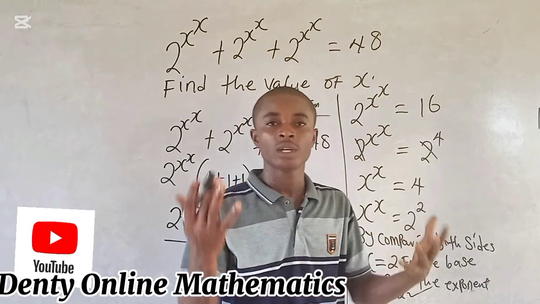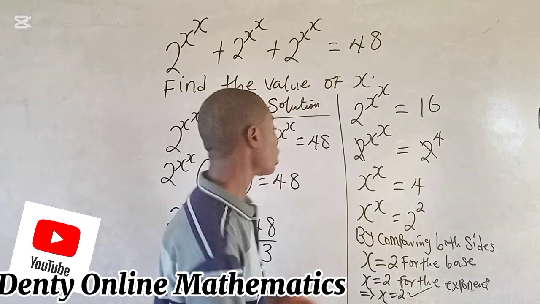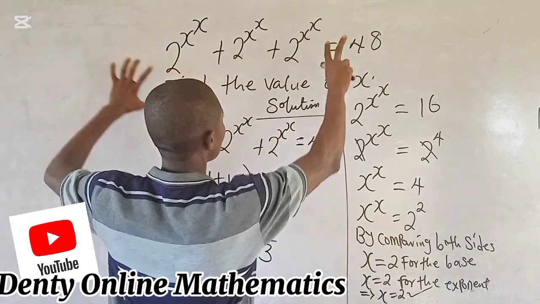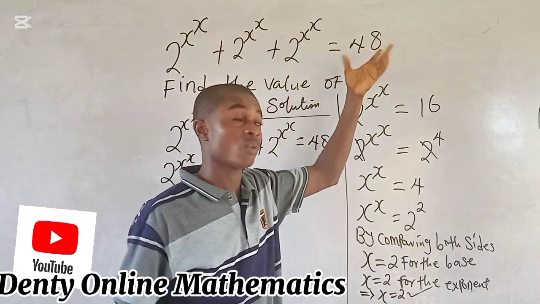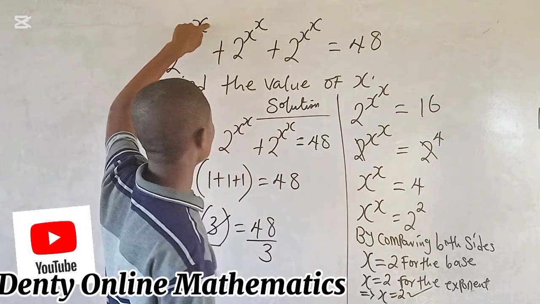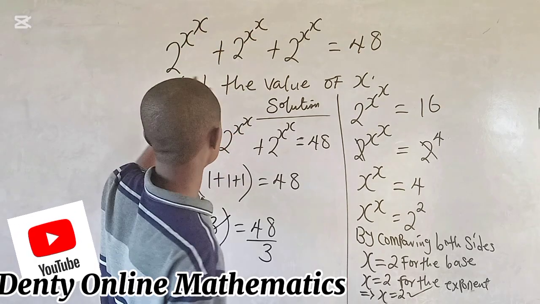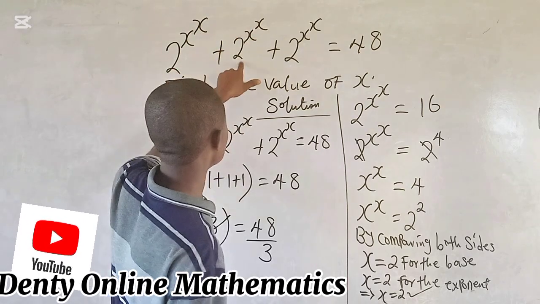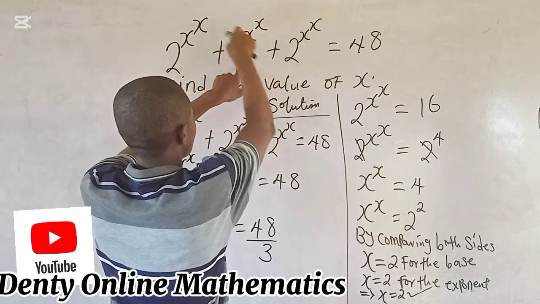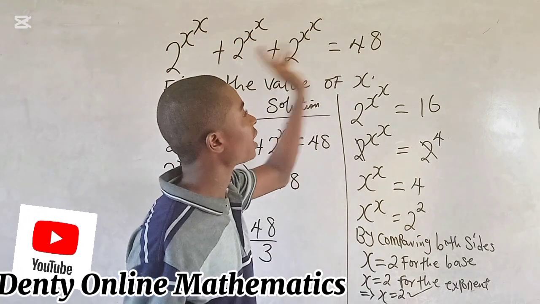So therefore, by comparing both sides, x will be equal to 2, and if we plug this value of x into this whole equation, you will see we are still going to have what? 48. Because this is 2. If we put 2 raised to the power of 2, that will be 4. And then 2 raised to the power of 4 is what? 16. So that means here will be 16, here will be 16 also, because it's the same thing here, the same thing here. So 16 plus 16 will give us 32. Plus another 16 again, we are going to have 48.